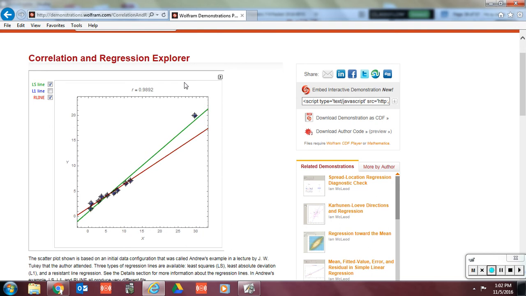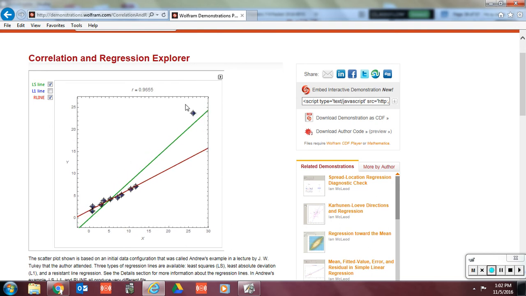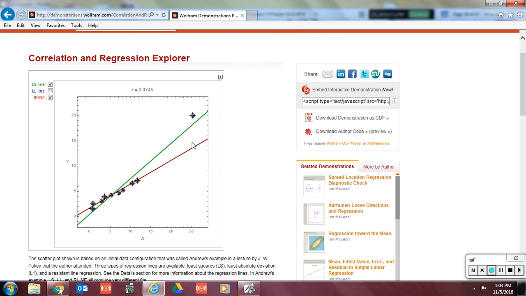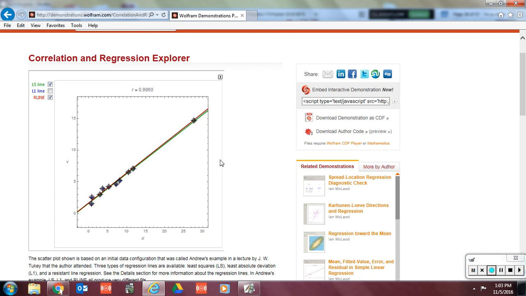All right, so this now has high leverage, and now it is being influential because it is not only far out there, but it is way above or below the equation of the line, and it's affecting the equation of the line. Okay, so now let's talk about what happens with the correlation.